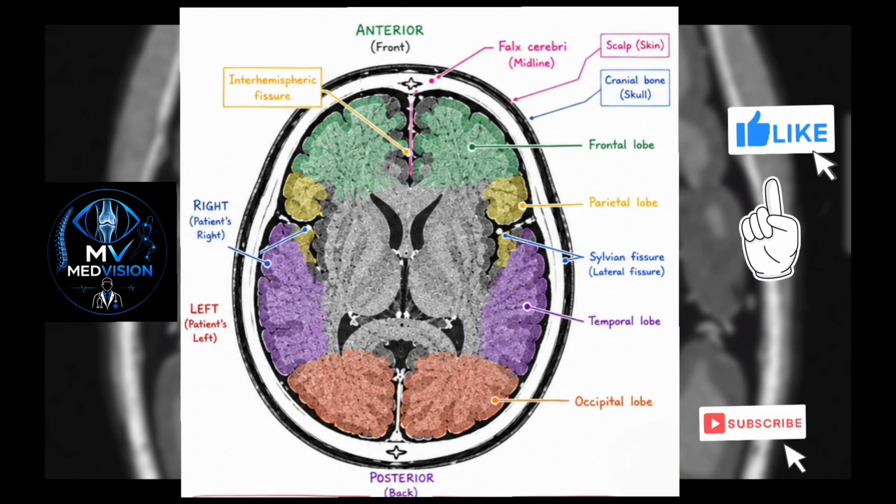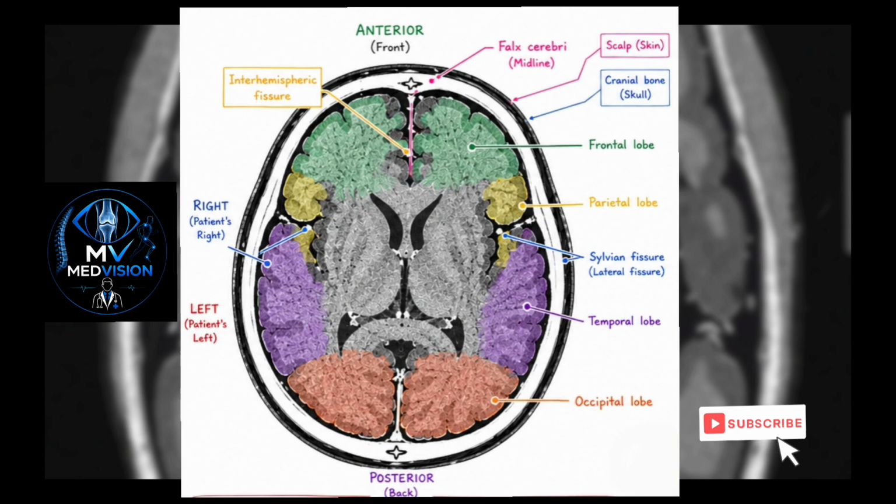So this was the first part of our CT brain anatomy series. Today we learned how to orientate an axial CT brain and identify the skull, falx cerebri, the interhemispheric fissure, the major cerebral lobes, and the Sylvian fissure. But this is only the beginning. In part 2, we will go deeper and identify the lateral ventricle, the third ventricle, the caudate nucleus, the thalamus, the basal ganglia, the insular cortex, the choroid plexus, and the cerebellum.